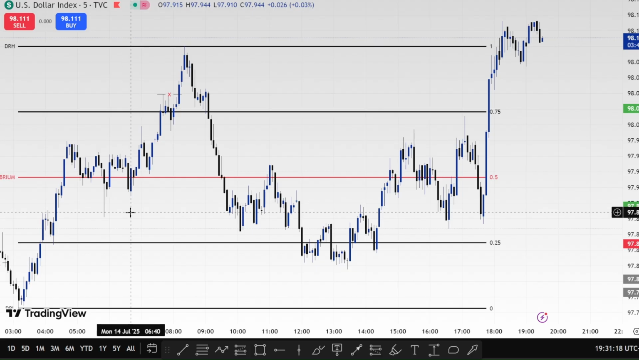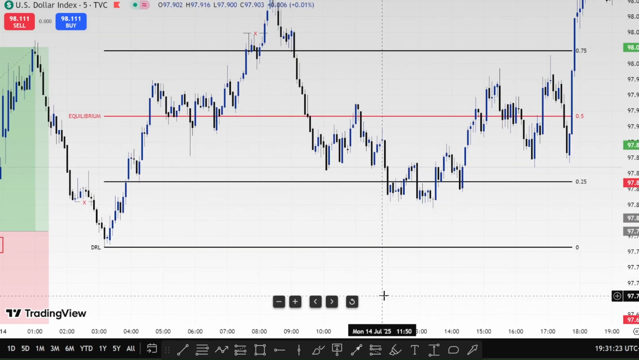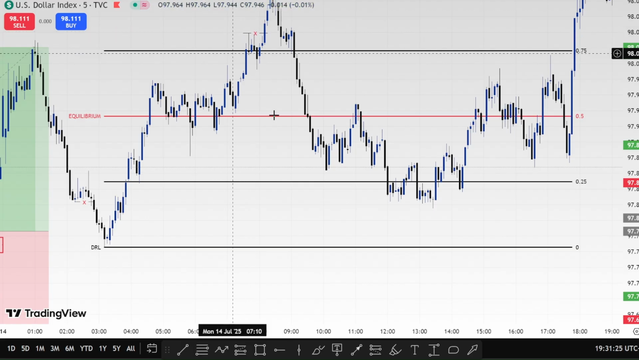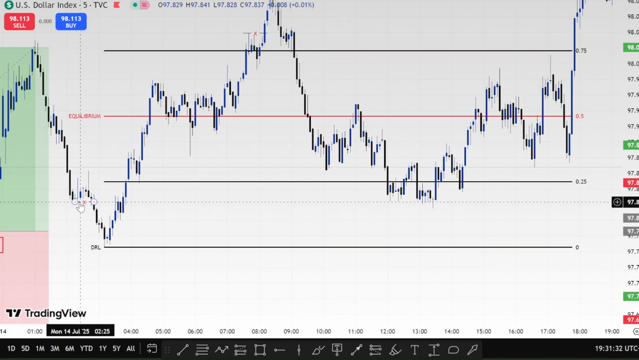Because if price comes and raids this low, it means we have another new low, another old low. It means this low is no longer our major low.